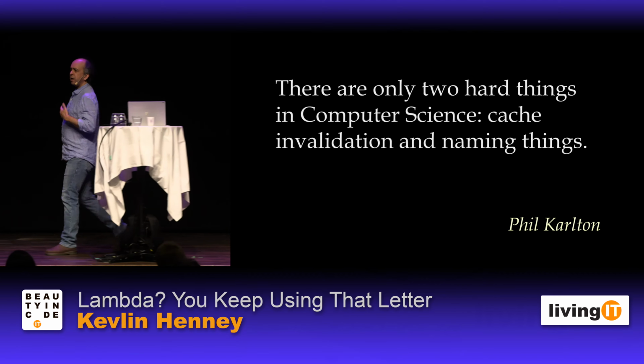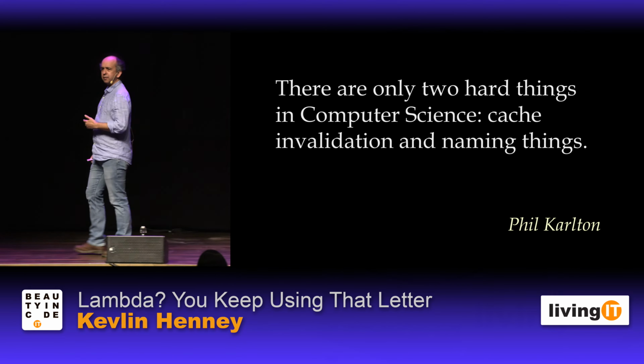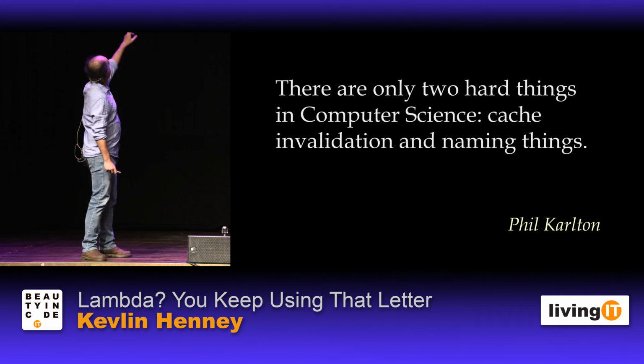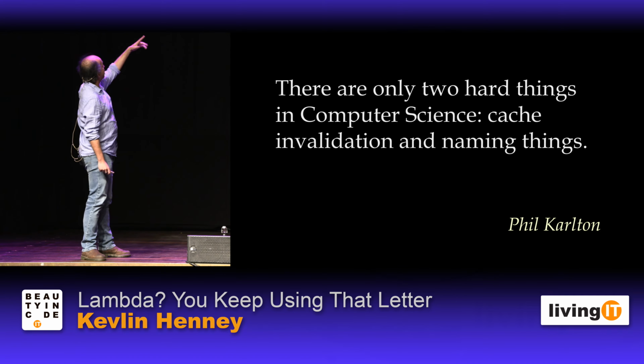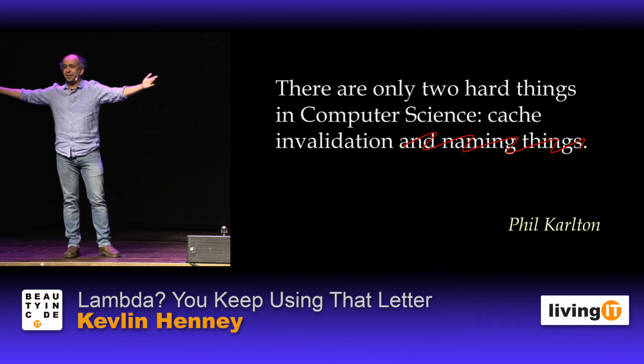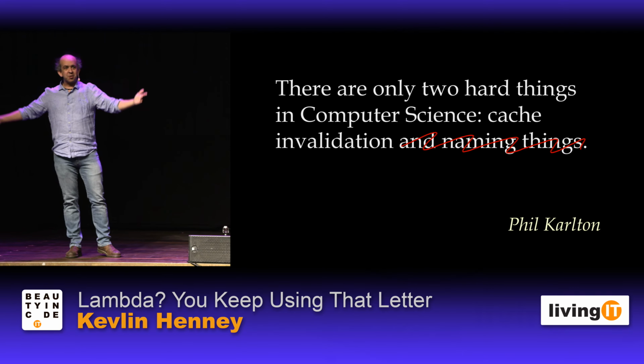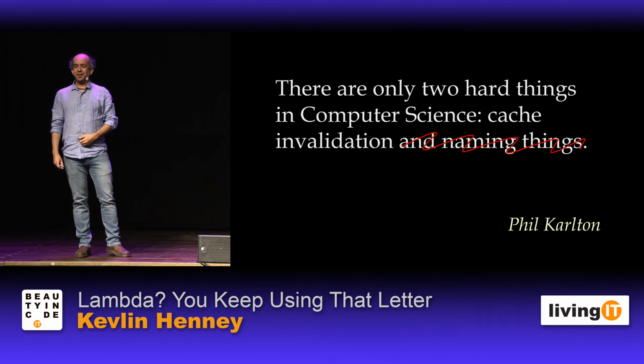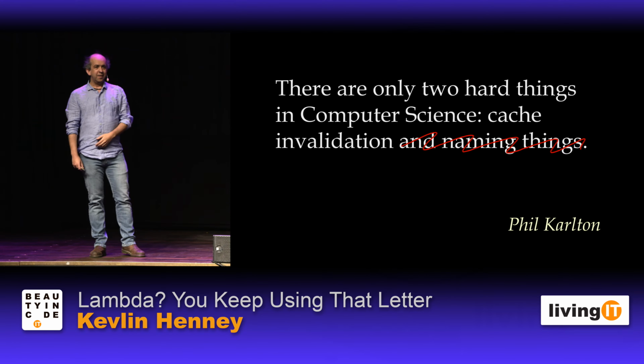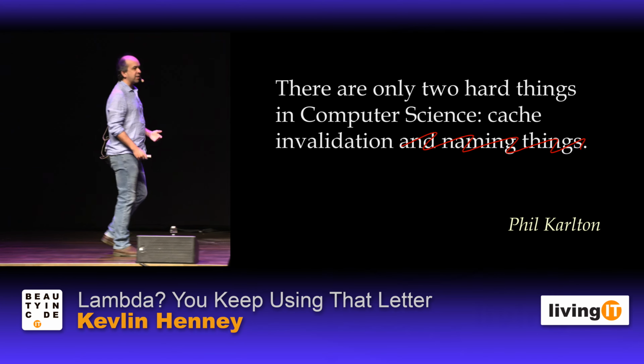If we look at Phil Karlton's classic quote, in computer science, there are only two hard things: cache invalidation and naming things. We've just solved one of them. Let us not have names. Names are hard. Let us have nameless things. And cache invalidation, well, that's all about side effects.